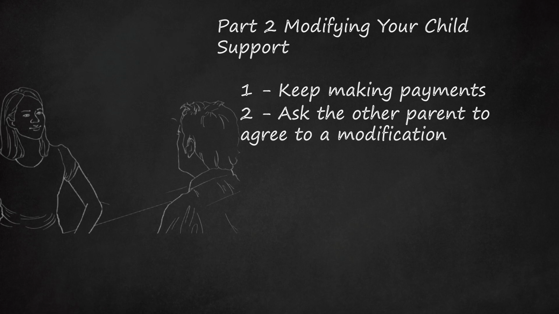Nevertheless, you should ask. If the other parent agrees, you can write up a stipulation and submit it to the judge for approval. You should explain what the new payment amount will be and how long it will last.